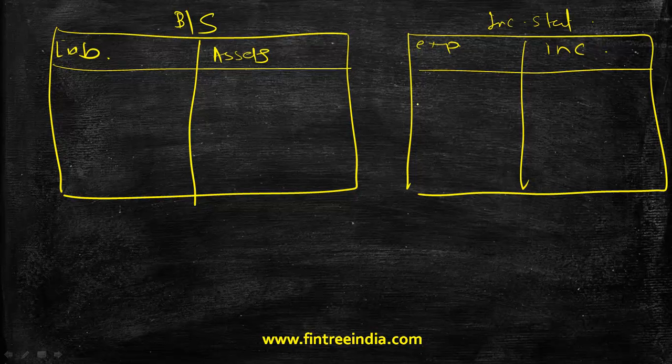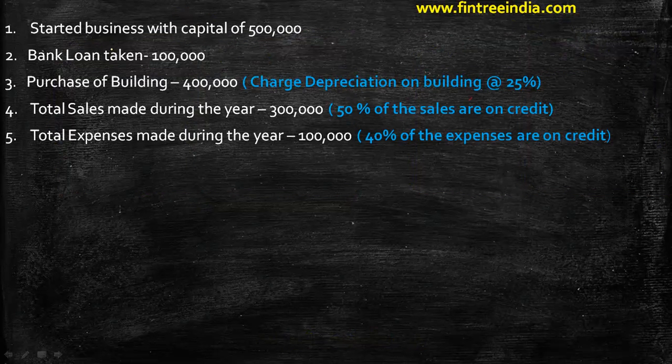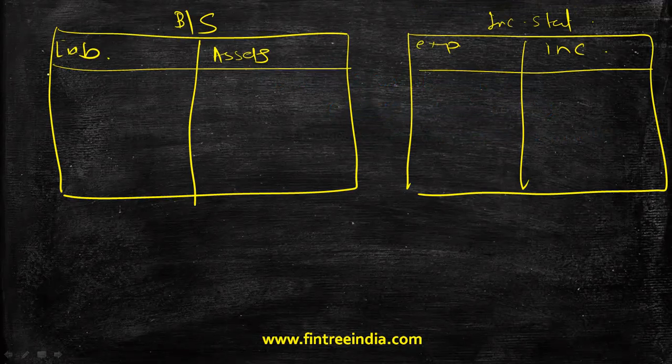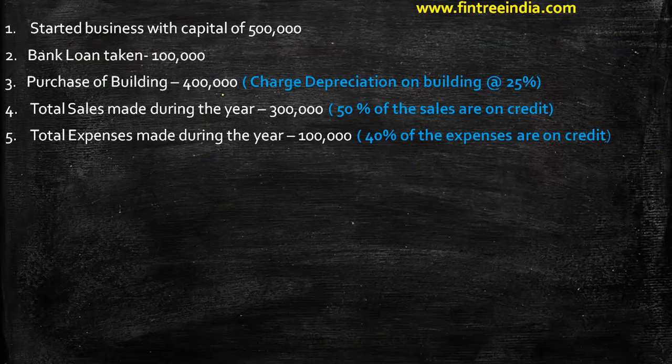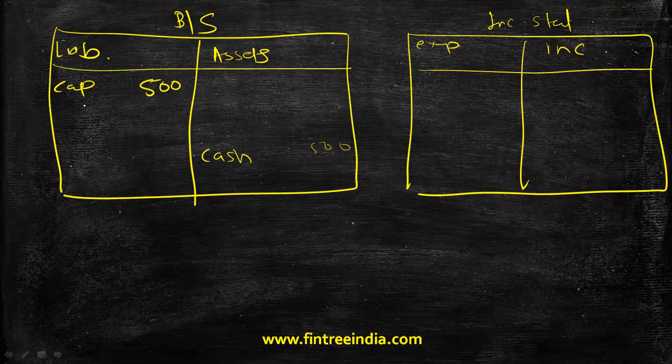Now let's go back and give effect to transaction number 1. Started business with capital of 500. So capital is going to be liability 500. Second effect is going to be in cash 500. Let's go back, see transaction number 2. Bank loan taken 100,000. So bank loan of course is a liability 100. Second effect that because we have taken bank loan, our cash is going to increase. So now the cash is going to become 600. Again the balance sheet is getting tallied, total 600 on the asset side.